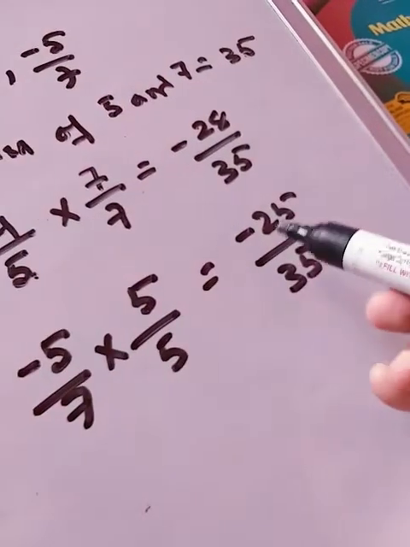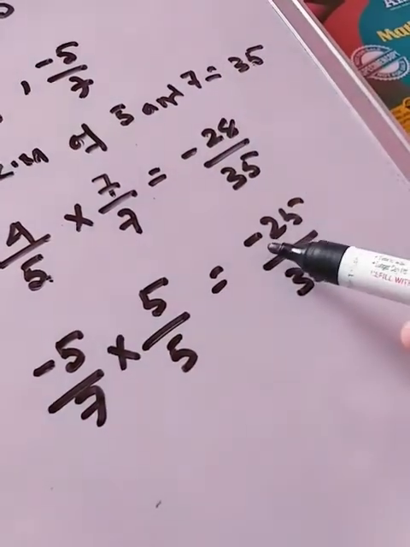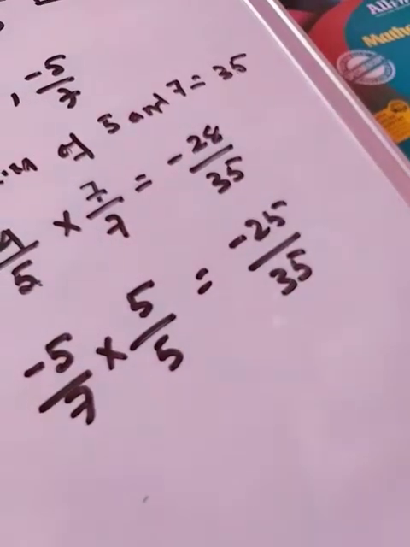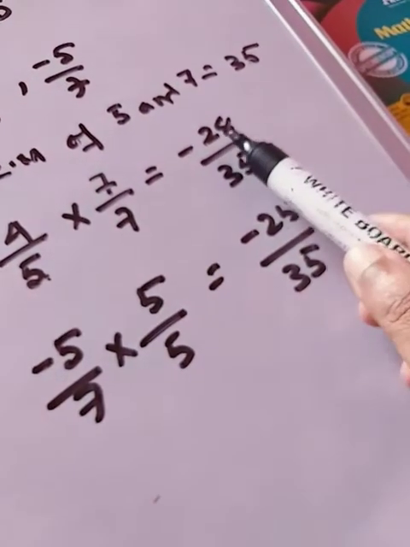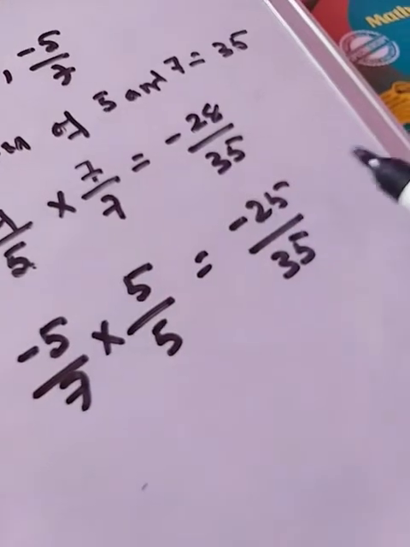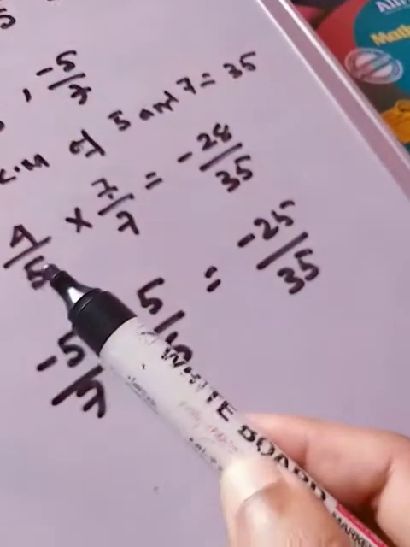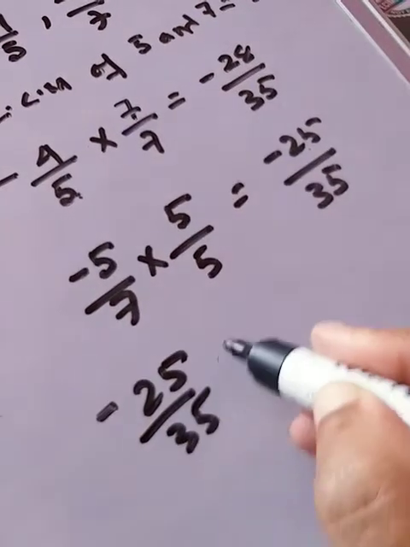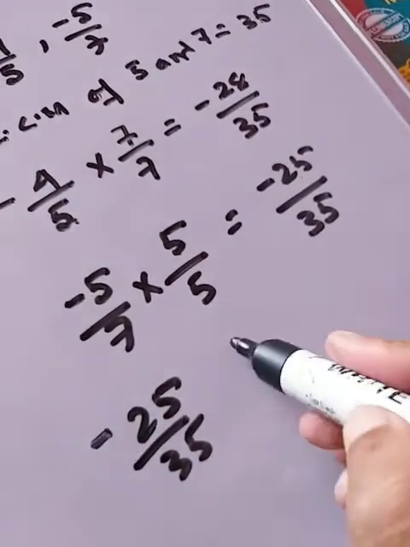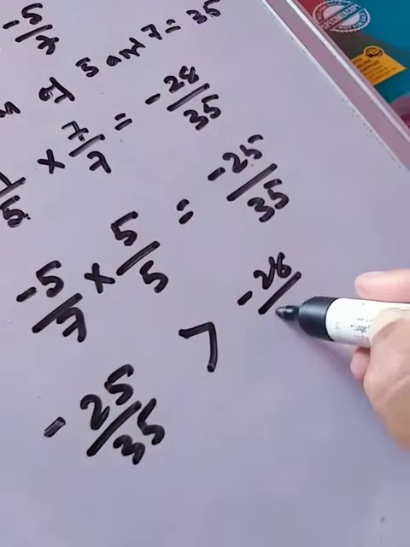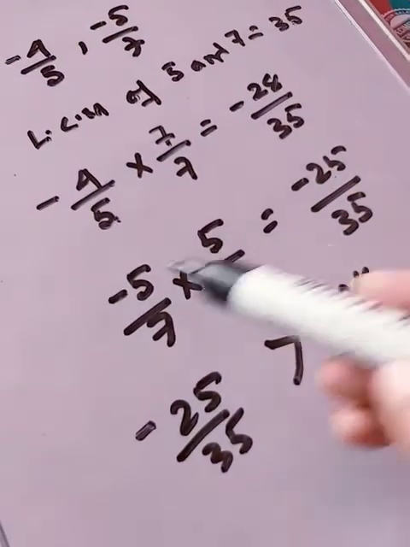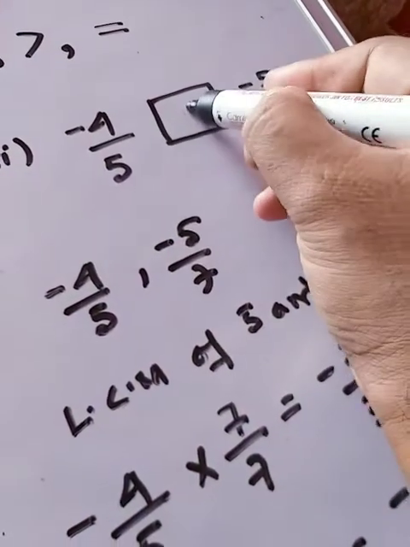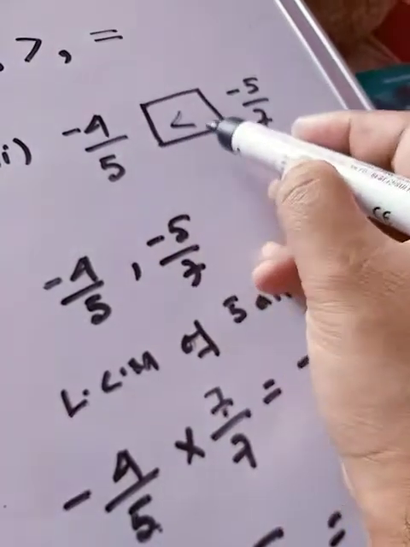Okay, so now decide which number is greater, minus 28 or minus 25. Because both the numbers are negative, which number is closest to 0, minus 28 or minus 25? Obviously minus 25 is nearest to 0, because minus 28 is a little farther away from 0, isn't it? So this number is greater. So how to write? Minus 25 by 35 is greater than minus 28 by 35, isn't it? Now we'll decide which number is greater. So minus 5 by 7 is greater, so it will be this side. So this number is less than this number.